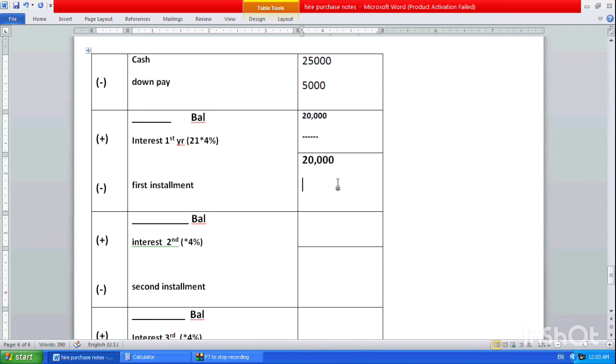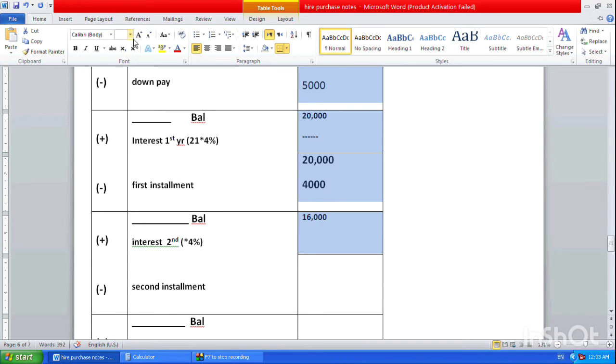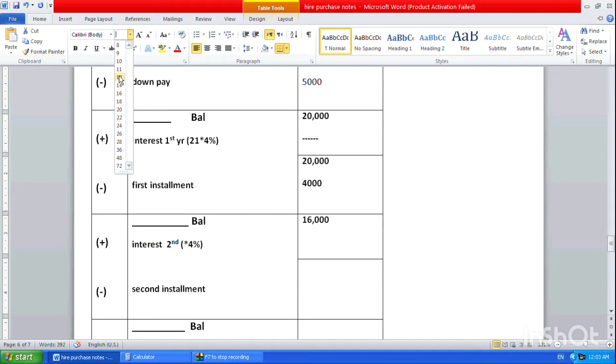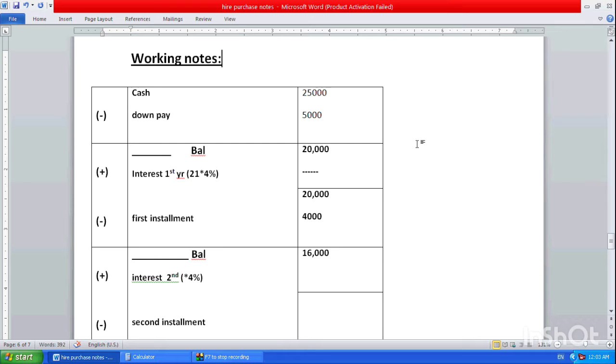Now, first installment 4,000. 20,000 minus 4,000, you will get 16,000. Now no need to add the interest because the interest is already included in the installment. So no need to add the interest again. The interest row is completely nil.